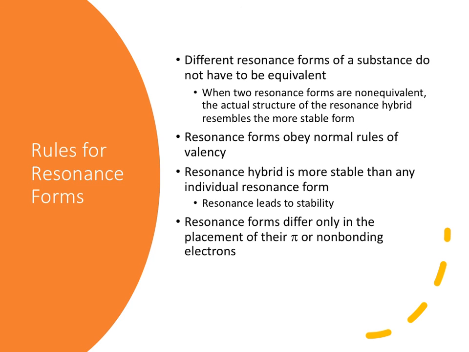The resonance hybrid is more stable than any individual form, and the resonance forms differ only in the placement of their pi or non-bonding electrons. In the next video, we will tackle the difficult task of actually trying to draw resonance structures.